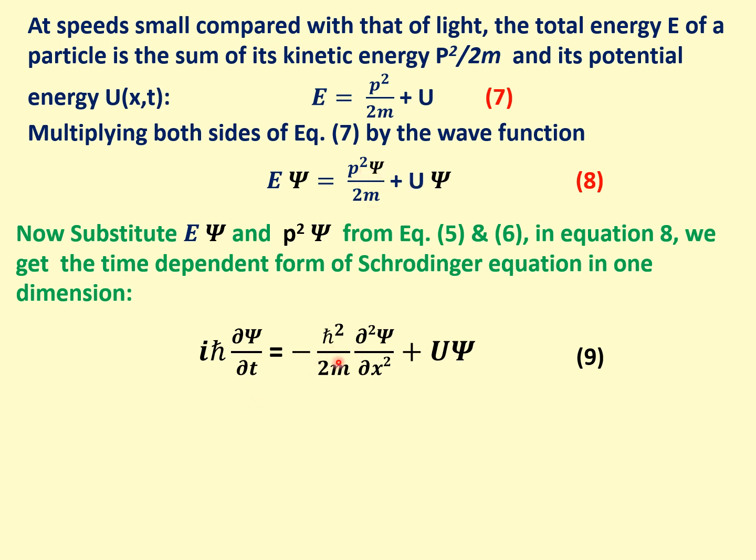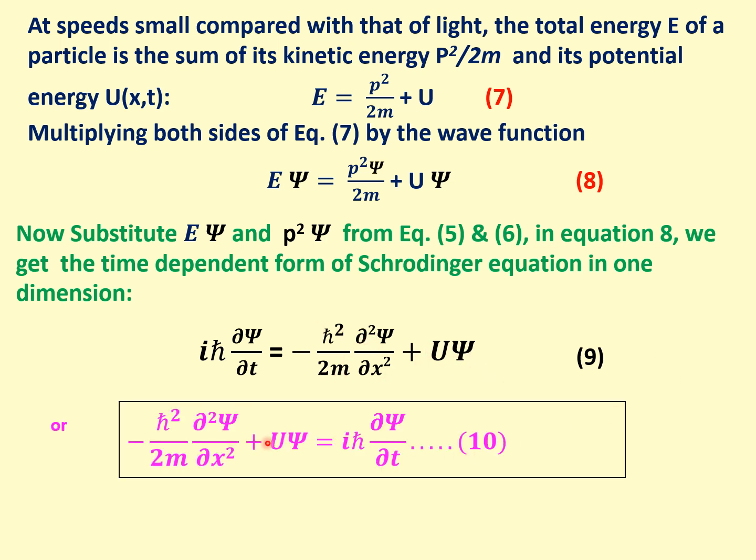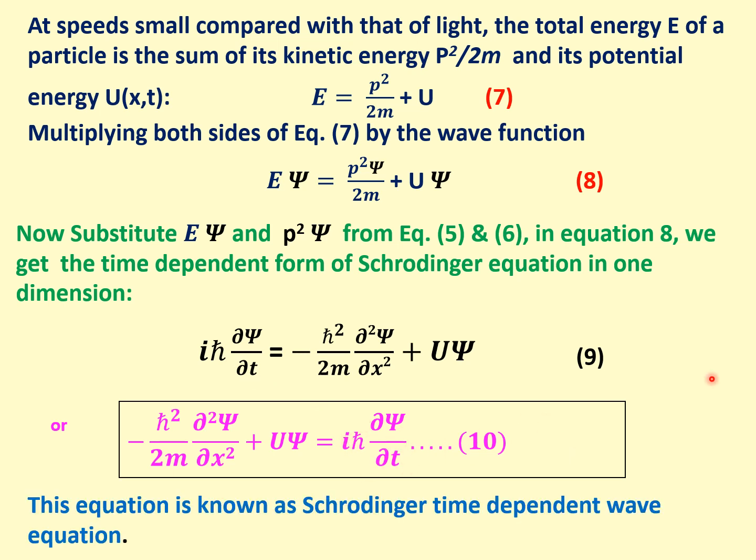we have minus h bar square by 2m delta 2 psi by delta x square plus U psi. So we can write it as minus h bar square by 2m delta 2 psi by delta x square plus U psi equal to i h bar delta psi by delta t. This equation is known as the time dependent Schrodinger wave equation.